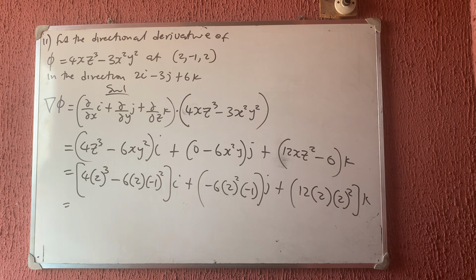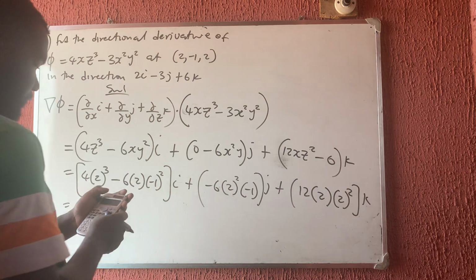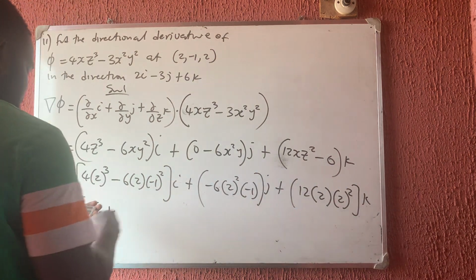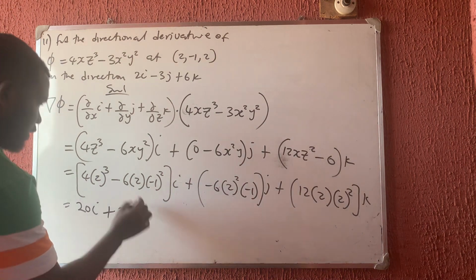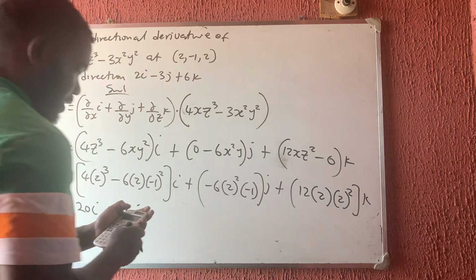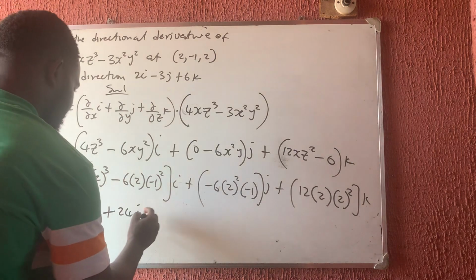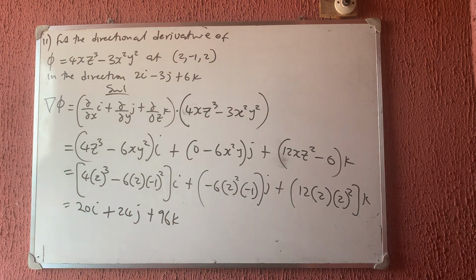8 times 4, 32. 32 minus 12, this is 20. So here is 20i. Okay, here is giving me minus minus is plus, so I have plus here. 4 times 6, I have 24j. Then finally what I'm having here is 2 times 2 times 2, 8 times 12. So I have plus 96k. Right, now I have gotten that.